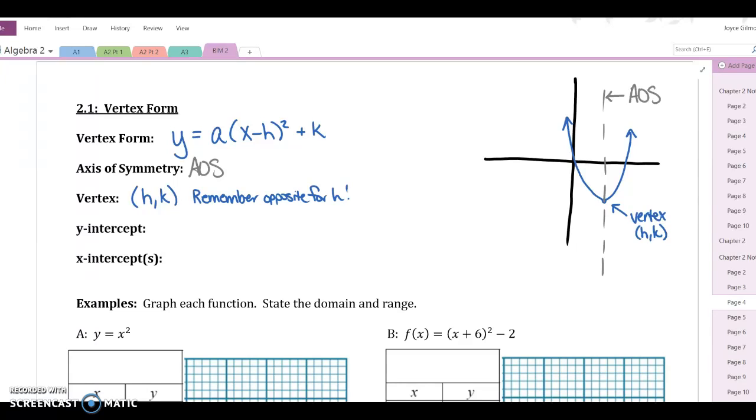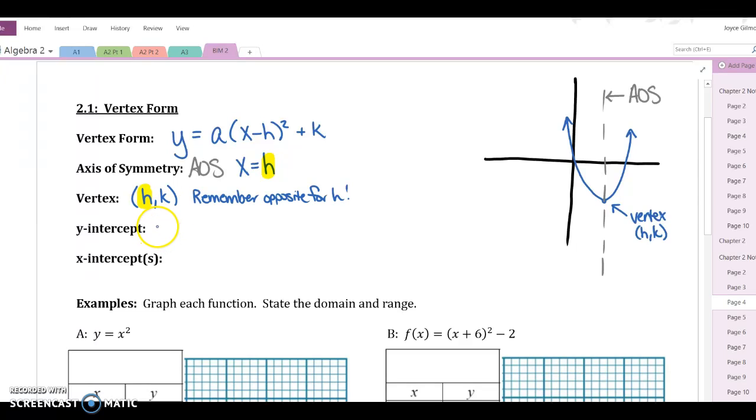The equation for a vertical line is x equals, because of the vertical line test. So x is going to equal the x value of the vertex. So the x value of the vertex and the axis of symmetry are linked together.